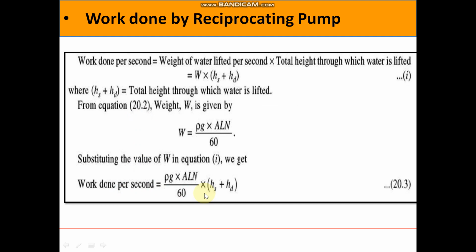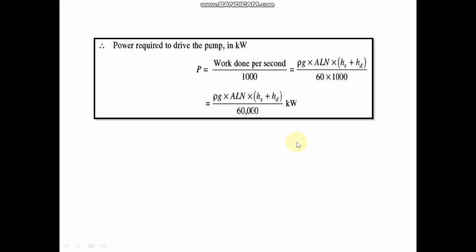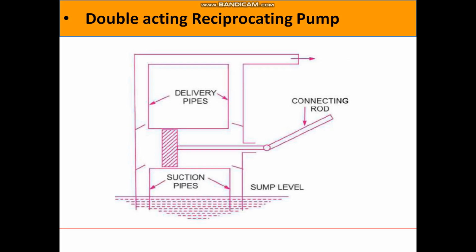Now this expression can also be called the power required to drive the single acting reciprocating pump. If you want to express it in kilowatt, you have to divide this expression by 1000, as you see here. So this is about the single acting reciprocating pump. We know the limitation of single acting reciprocating pump, that is we are getting the pulsating discharge. So to get continuous discharge, we have to utilize double acting reciprocating pump.